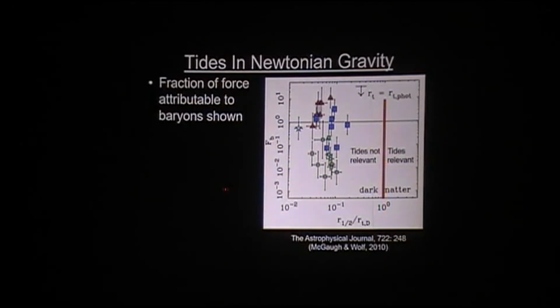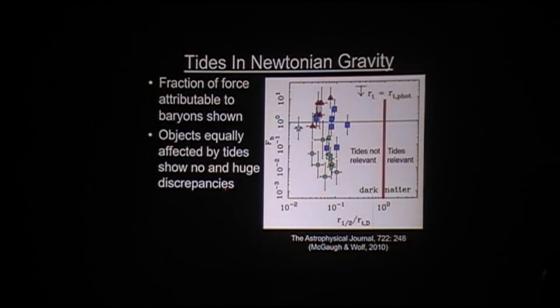So what you see here, on the y-axis, measures the discrepancy. So 1 is good, anything much different to 1 is a problem. So you can see here there are two basic problems. Objects which are equally affected by tides, on the same vertical line, are either consistent or very inconsistent. So basically, it doesn't seem to be a relevant parameter.